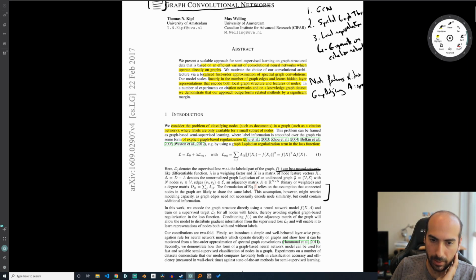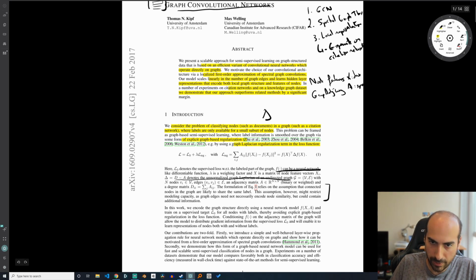And so you can also end up rewriting this where you can say, okay, well, I want f of x transpose, and then let's see, what is this delta exactly? So the delta is D minus A, so it's the unnormalized graph Laplacian of an undirected graph. Oh, I see. So basically, this is just using some intuition from spectral graph theory, and D, I believe, will be your degree matrix.